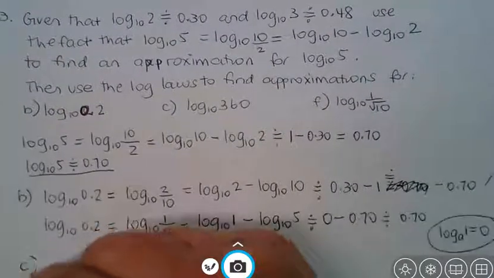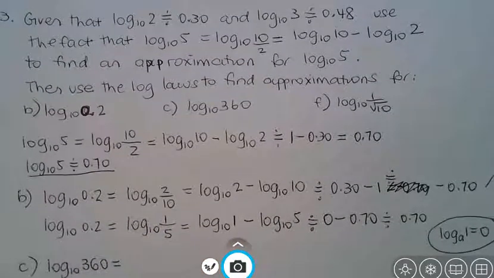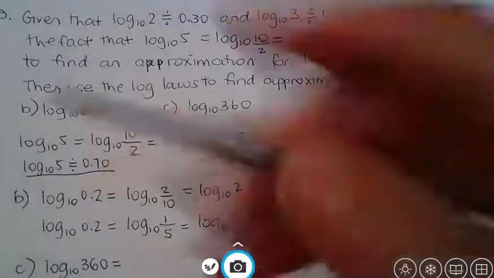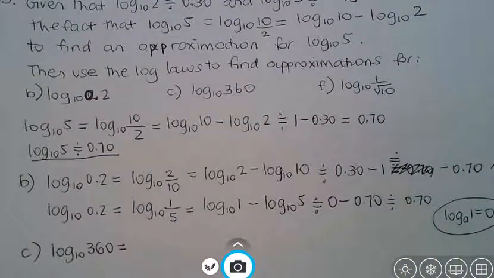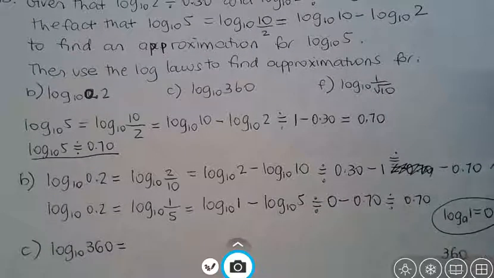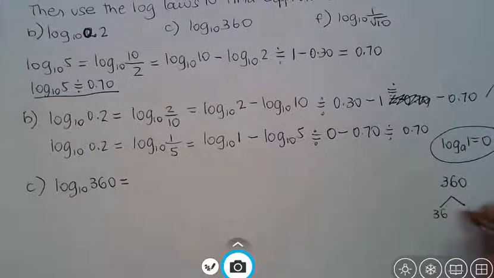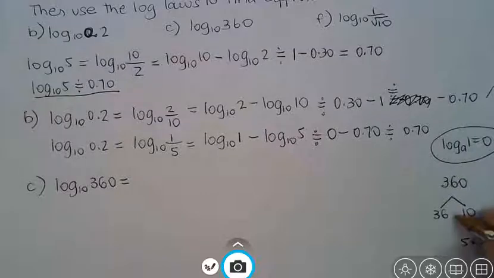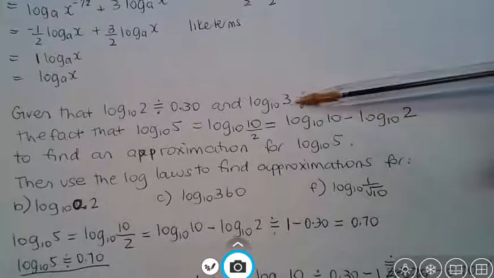All right, we'll try the next example, log to the base 10 of 360. Okay, we have to think we can use log to the base 10 of 2, log to the base 10 of 3, and also we have an approximation for log to the base 10 of 5. So this one, I'm just going to look at a bit of a factor tree for 360. Now I know that 360, let's say, is 36 times 10. And I know that 10 is 5 times 2.